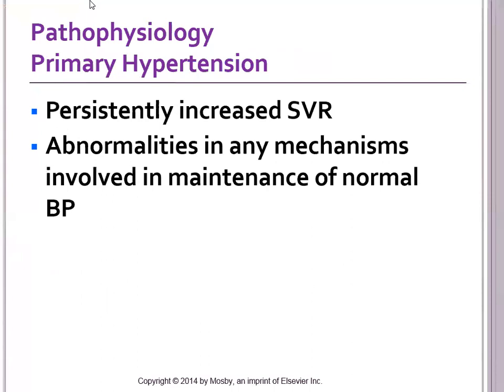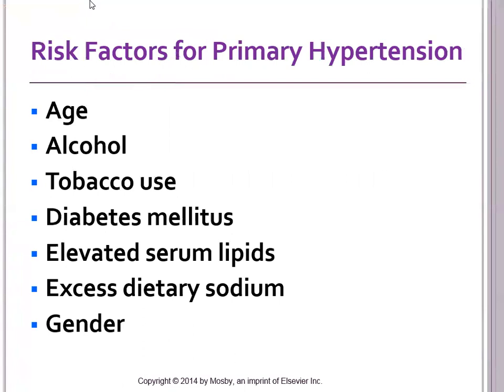Here's the pathophys of hypertension. You guys can read that in your book. Again, some risk factors, age, everything goes bad when we get older, right? Alcohol, excessive alcohol intake is associated with hypertension. Patients should limit their alcohol intake to what? What about men? Men can have 2 drinks a day, women can have 1.